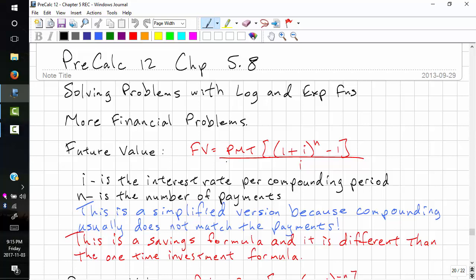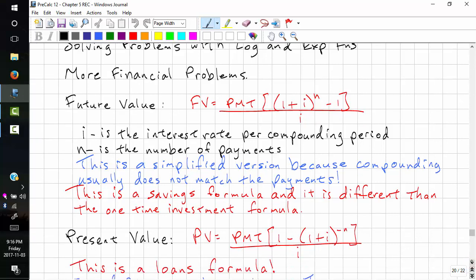This is the future value formula. FV equals the payment times (1 plus the interest rate) to the power of n, minus 1, over i. And i is the interest rate per compounding period, so really, this is divided by C and divided by C. And the number of payments is the number of years times the number of compoundings.